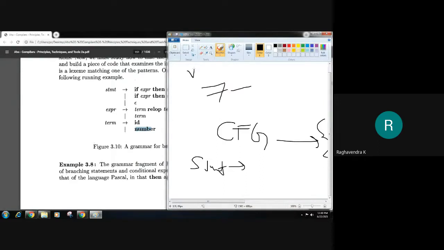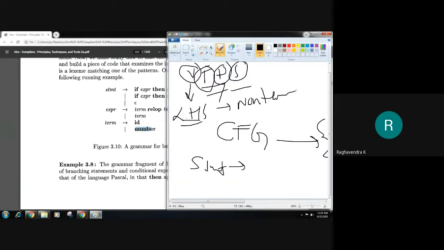VTPS, right? We have looked into T, we have looked into P. Now which are the variables and terminals in this grammar that need to be identified? Variables are those that appear on the left hand side of the production normally. These are also called non-terminals, whereas whatever is remaining are called terminal symbols.